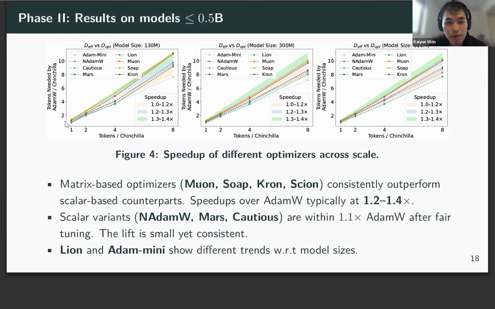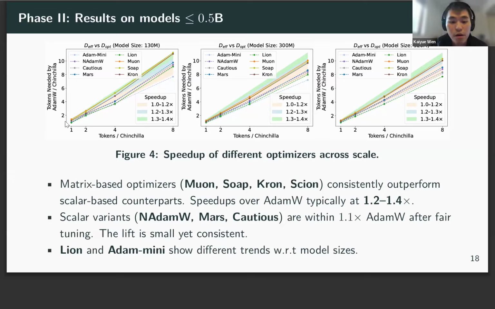Looking at the plot, we can see that all the matrix-level optimizers are very performant. Compared to Adam, they can reach roughly a 1.3x to 1.4x speedup. The speedup is noticeably higher on the smallest model, but once the model size increases, it drops from 1.4x in the 100 million models to roughly 1.3x in the 300 and 500 million models.